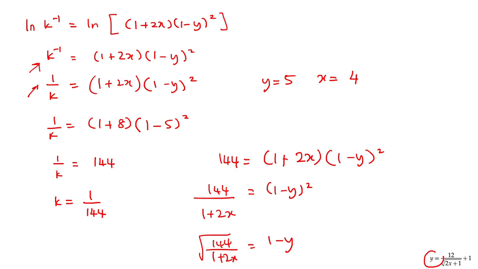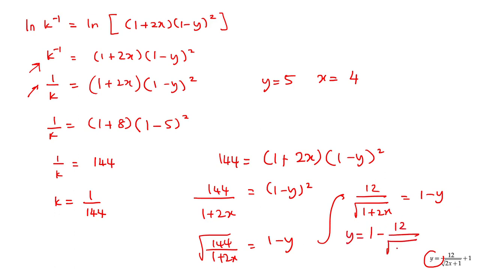So you can separate square root of 144 and square root of 1 plus 2x. So square root of 144 becomes 12 over square root of 1 plus 2x equals 1 minus y. Okay, and put y as the subject, so definitely y equal to 1 minus 12 over square root of 1 plus 2x. So we get it like this. So that's why I mentioned it's impossible to get this plus. Or maybe someone who managed to get the answer, please let me know. WhatsApp me. WhatsApp me.